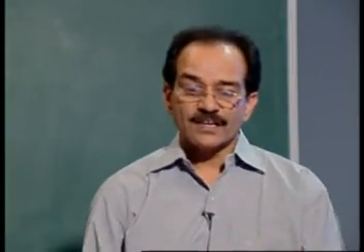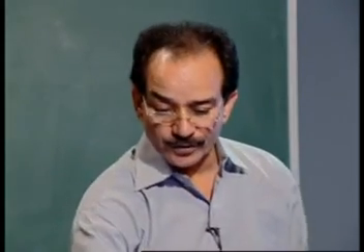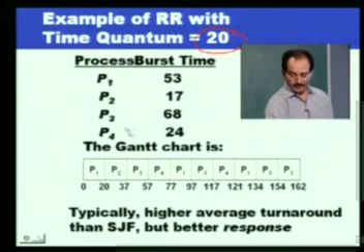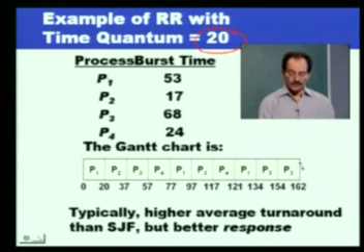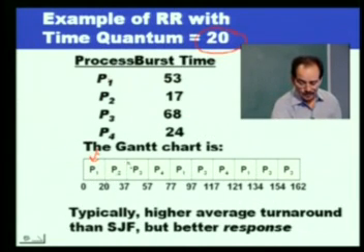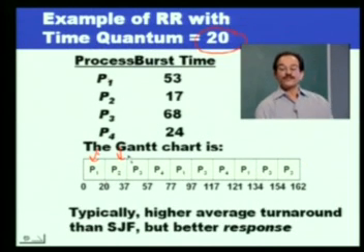So this is an example of round robin with a time quantum of 20 units of time. Let us say P1 requires 53 units of time, P2 requires 17, P3 requires 68, P4 requires 24. This is how my Gantt chart will look. Now, if you observe, P1 starts execution, then the moment its time slice is over, P2 starts execution. Now, why is it stopping at 37 units of time?